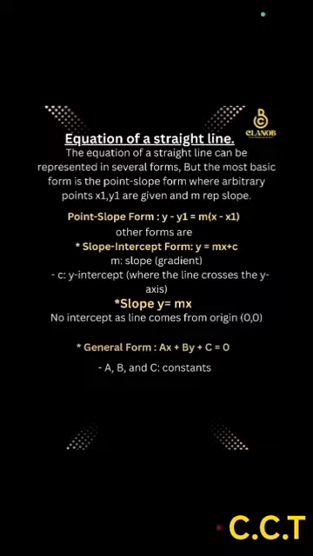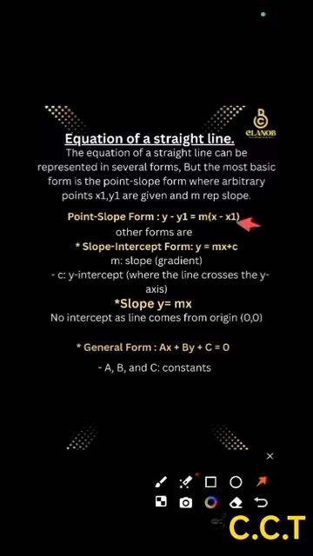The equation of a straight line. The equation of a straight line can be represented in several forms. In the earlier part of this video, I showed you 2 equations of a straight line. Now we have about 4 different types of it. The most basic form is the point slope form, where you have your arbitrary points x1, y1. So this is a point slope form where you have your y minus y1. We're going to be using this a lot, and you expect to be more conversant with this. In fact, all of them.